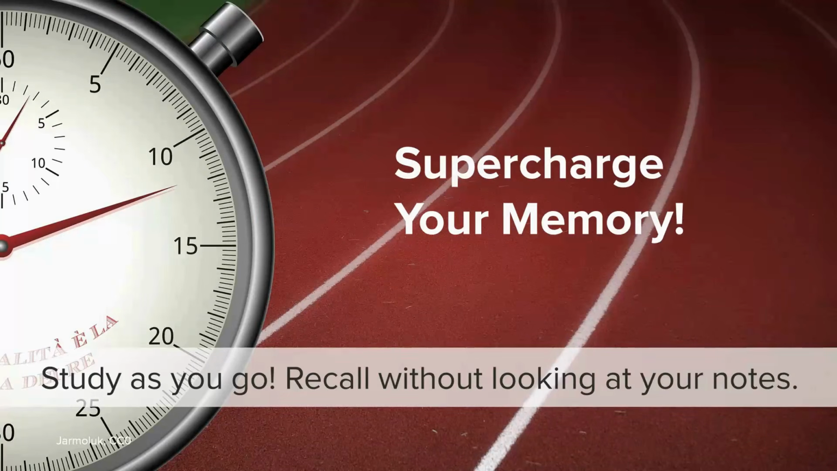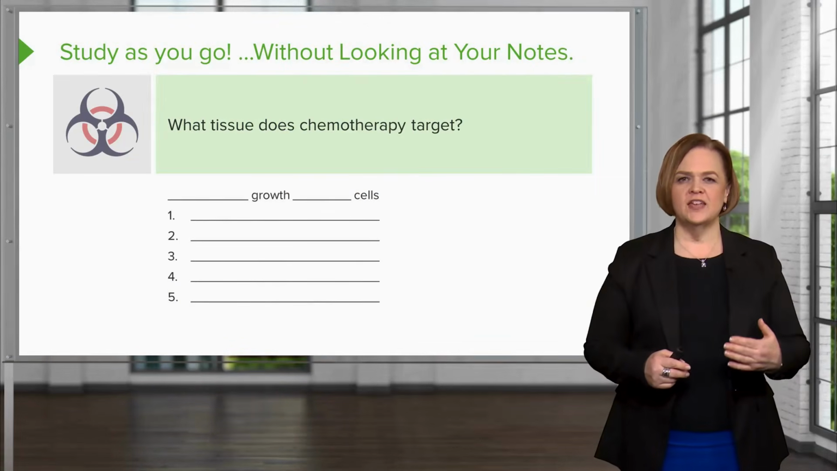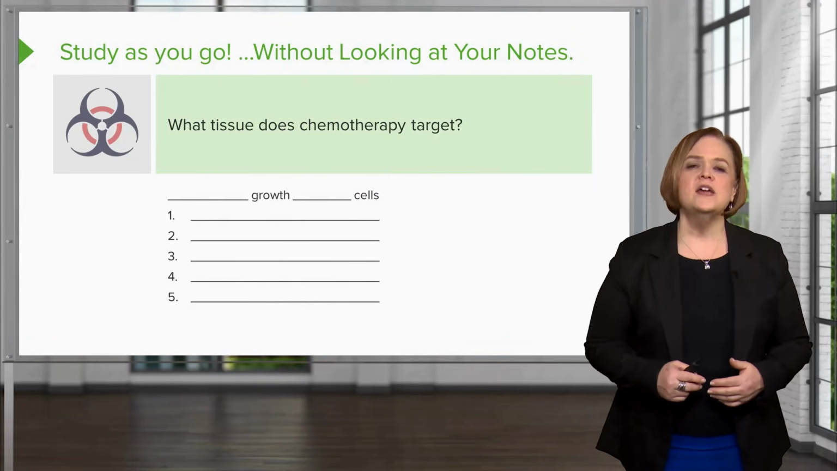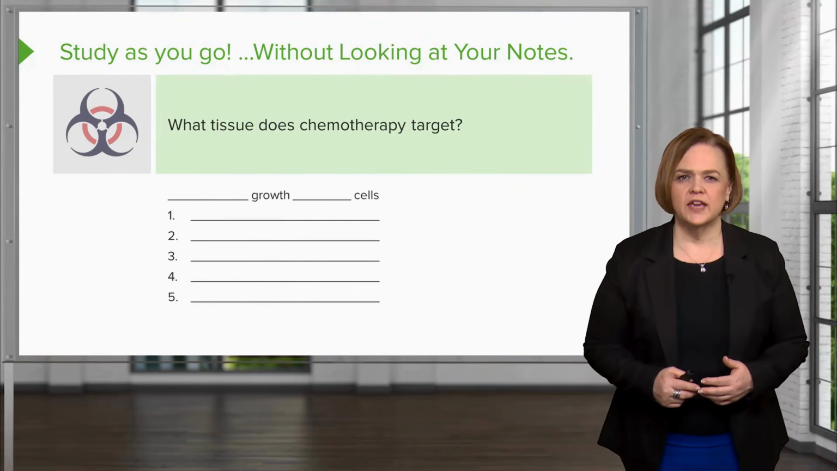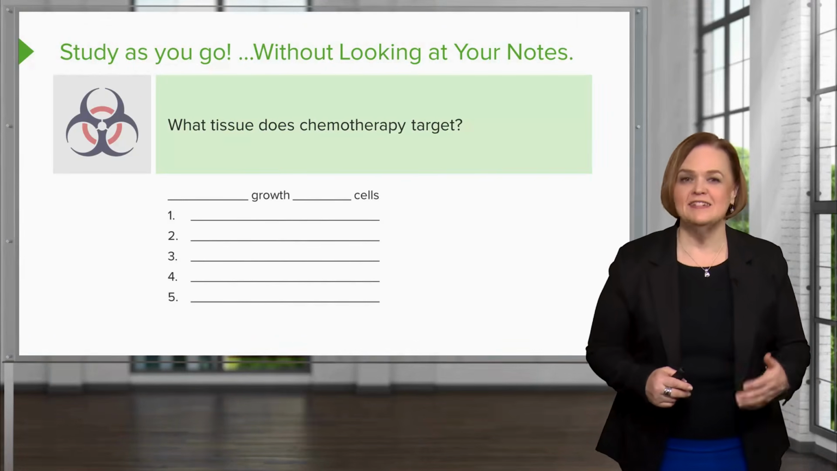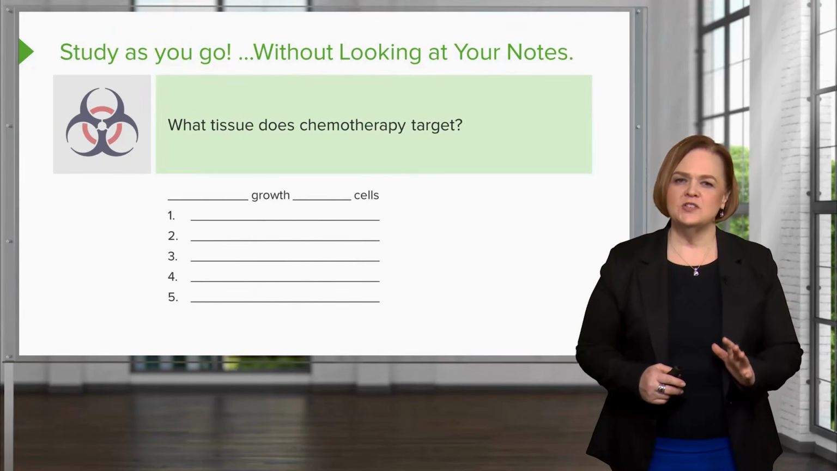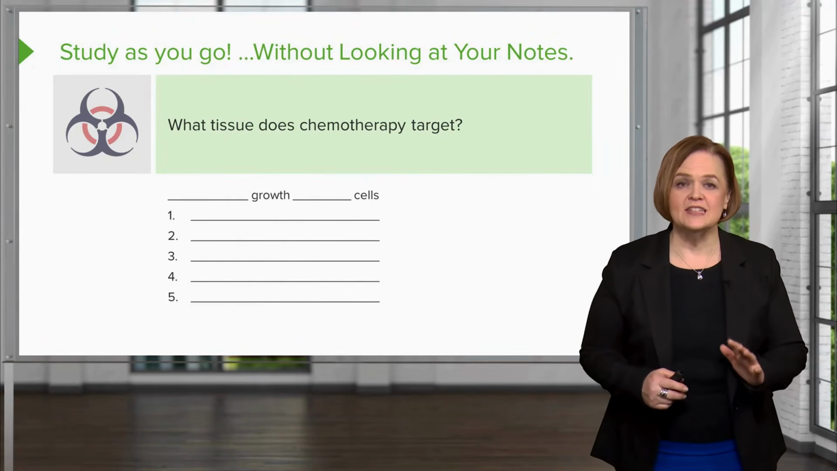Okay. Here's your chance to study as you go, supercharge your memory. See if you can answer the questions at this point in your notes without looking back at your other notes. Okay, so in your notes, I want you to answer the question, those 2 blanks. What tissue does chemotherapy target? And then below that, write out again, I know, the 5 areas of high growth fraction. I promise you, repetition is the key to memorizing.